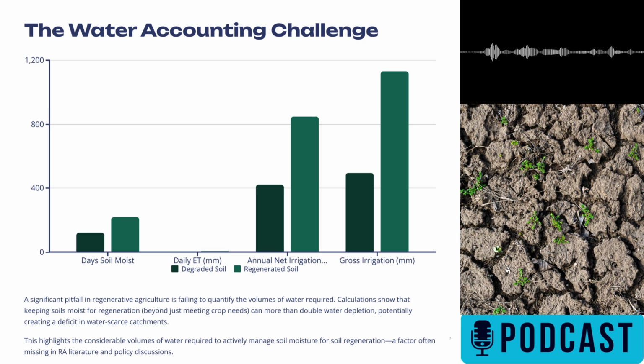Right. Now, having laid out those potential benefits, the article then pivots, doesn't it? It turns to the potential risks and pitfalls of RA when it comes to water. And the first big one they flag is, well, not properly quantifying the actual volumes of water involved.